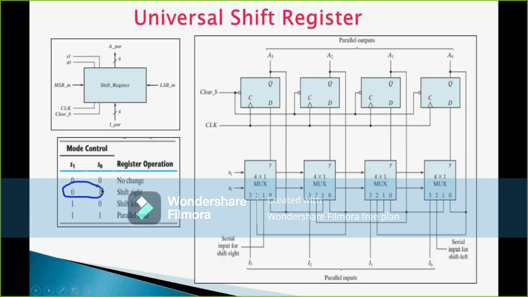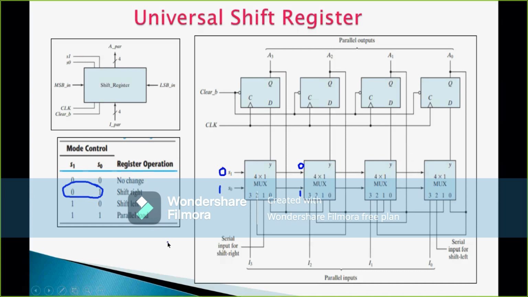Now what is the second mode of operation? Second mode of operation is for S1 0 and S0 1, that is 0 1. What operation will the circuit perform? It will perform shift right. Everywhere you are passing the 0 1, so all the multiplexers will select the 0 1 pin, because the S0 S1 line is interconnected here.